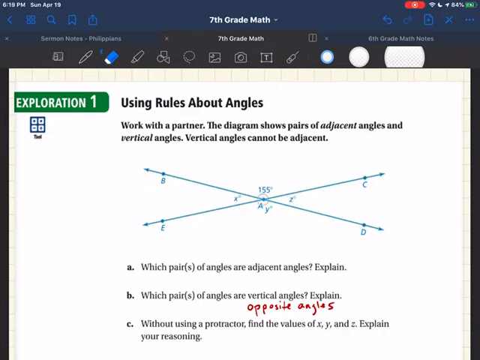So this one's directly across. This thing's called the vertex, so let's just label that. That's important, okay? This is the vertex of our angles. We'll get into that. Okay.